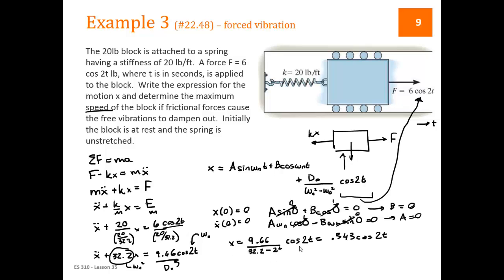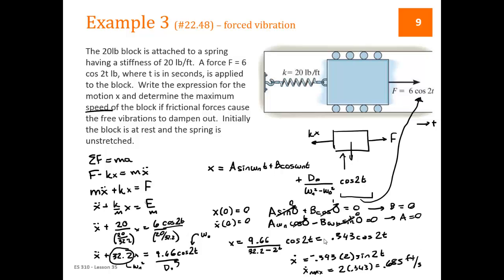Well, this is the position. The speed is x dot, which is equal to 0.343 times 2 times the derivative of the cosine, which is negative sine of 2t. And so the maximum, x dot max, is equal to 2 times 0.343, which equals 0.685. And the units would be feet per second.